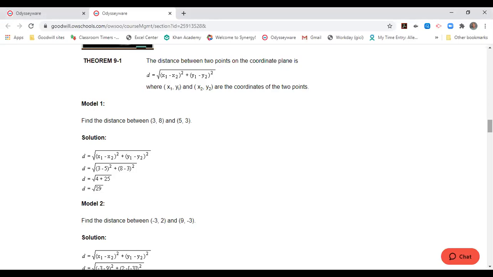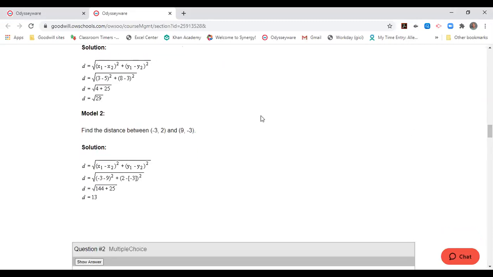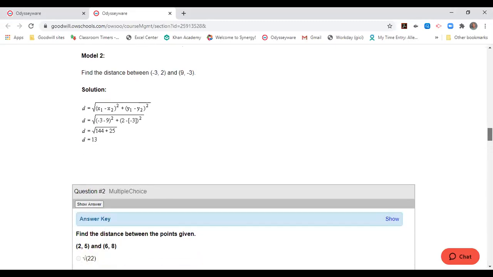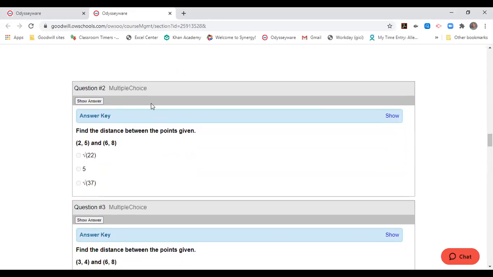You could leave it like that, and I don't know if they're going to show it that way or not in the quizzes, but if all your answer choices are the square root of something, then yeah. The next one they show after that is an example like before, does come out even. So here's a question. Find the distance between these points. I'm going to pause the video here.